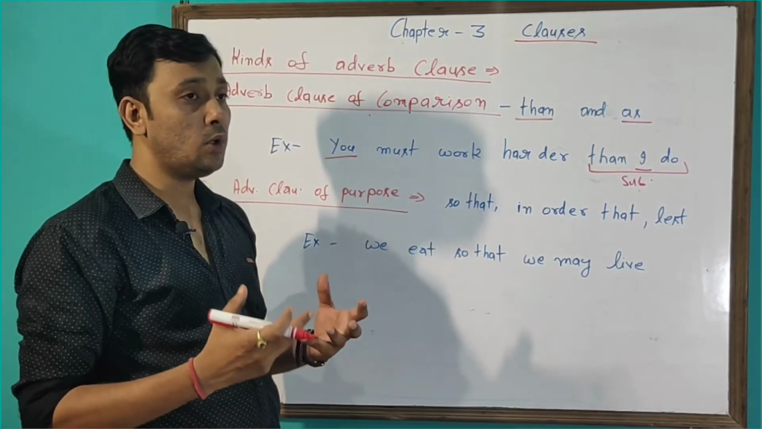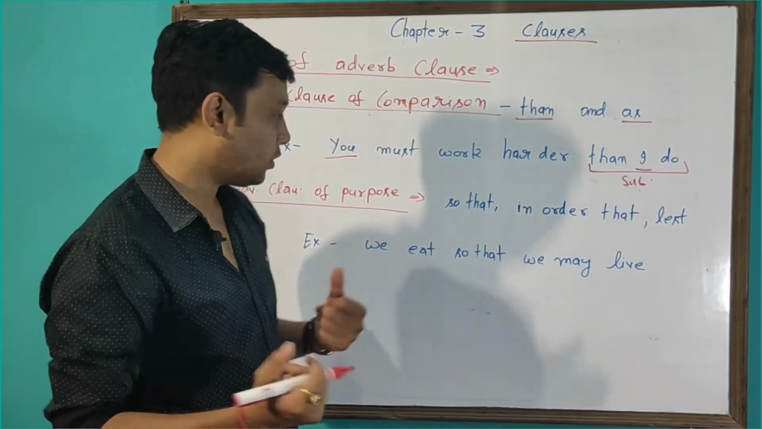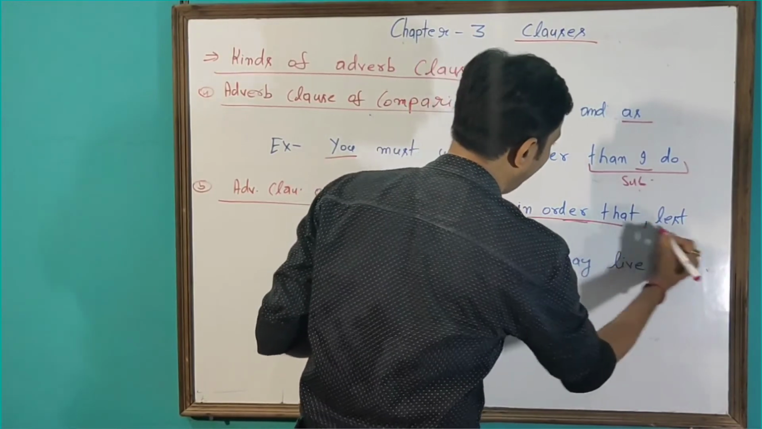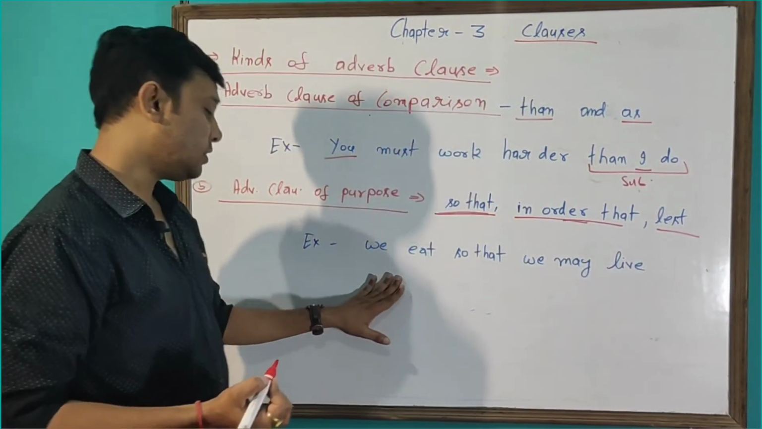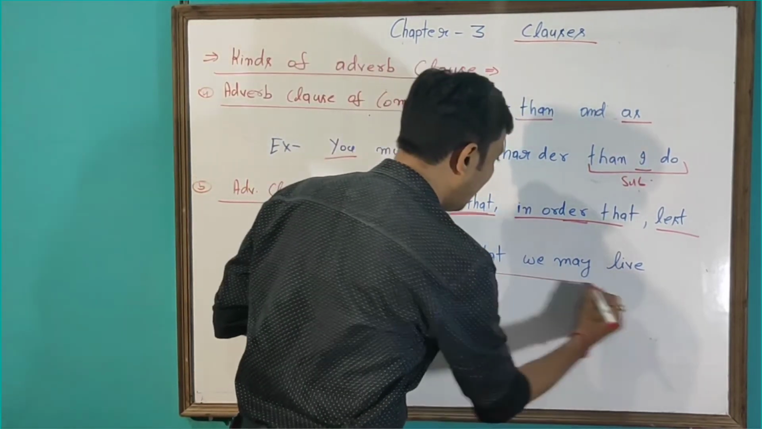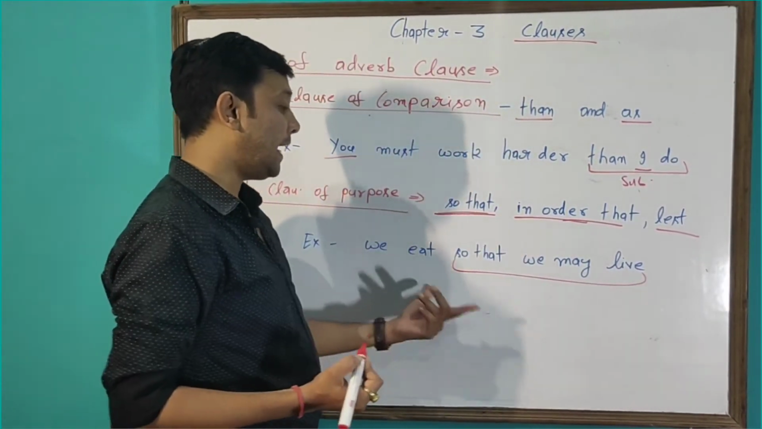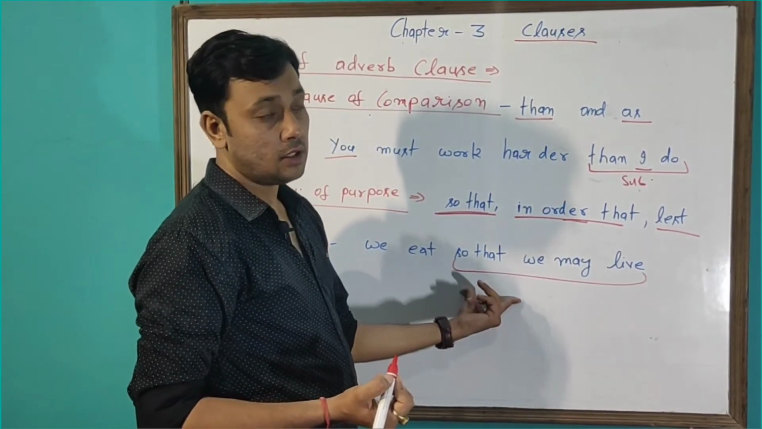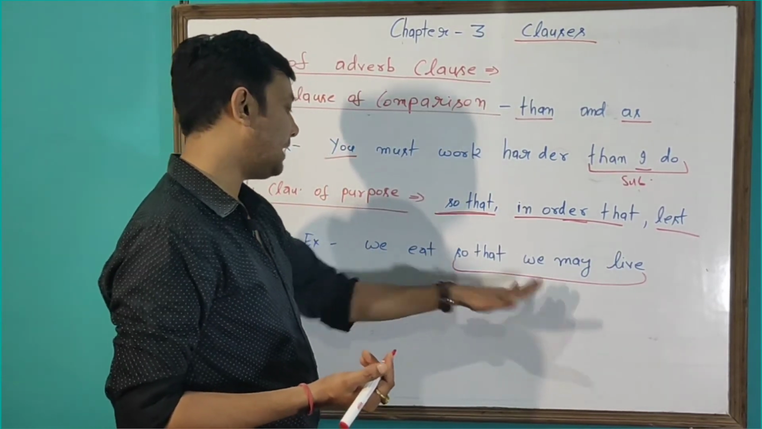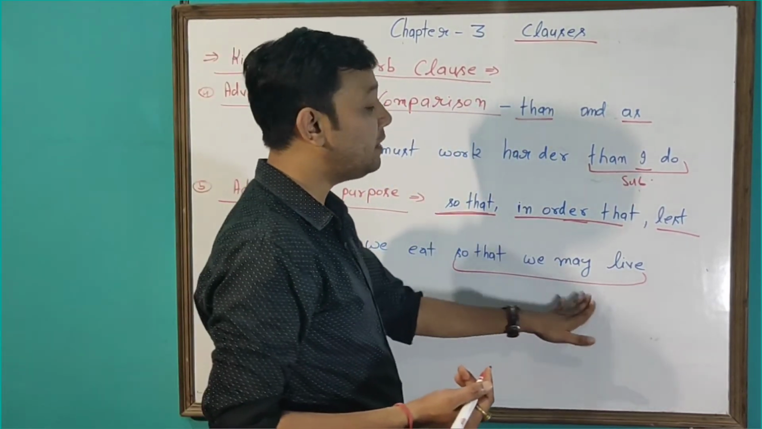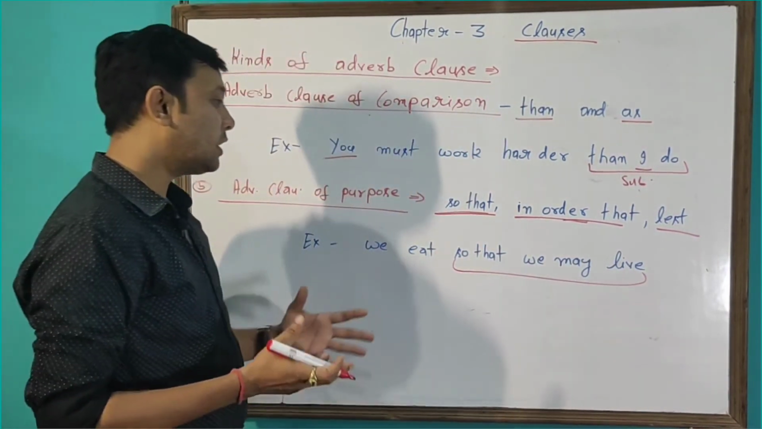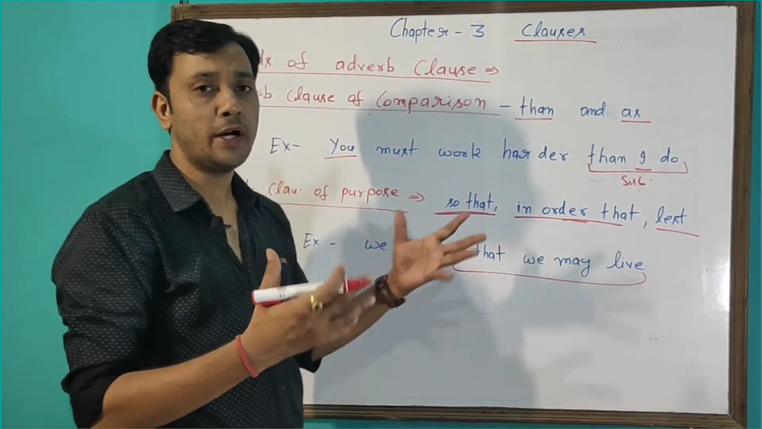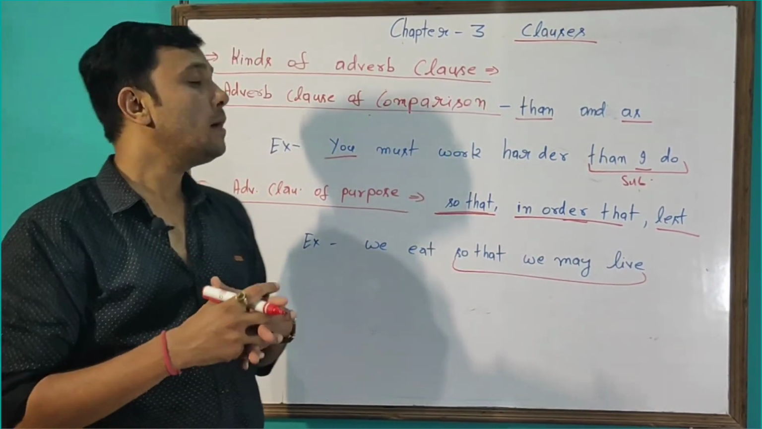Next, adverb clause of purpose. An adverb clause of purpose gives the reason why the work takes place, and generally starts with so that, in order that, and lest. Clear? Let's see the example: we eat so that we may live. Why are we eating? The purpose is so that we may live. The group of words in the sentence which shows the purpose of why we are doing the particular thing is known as an adverb clause of purpose.